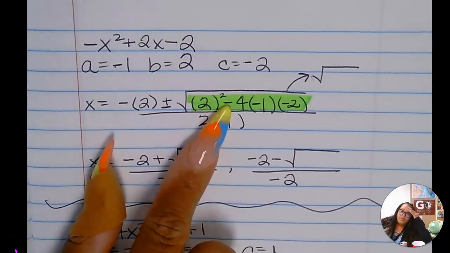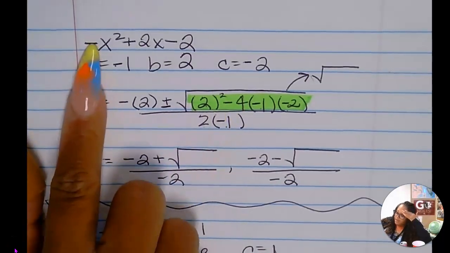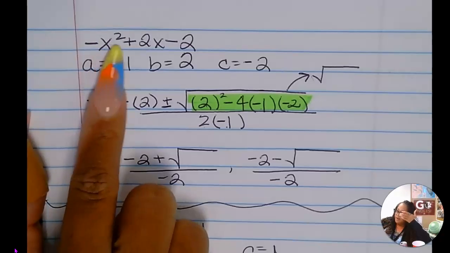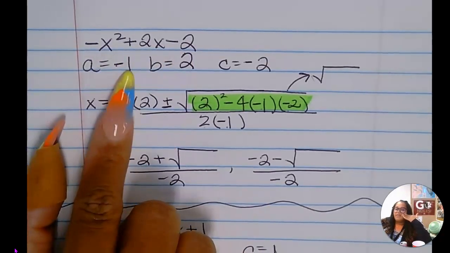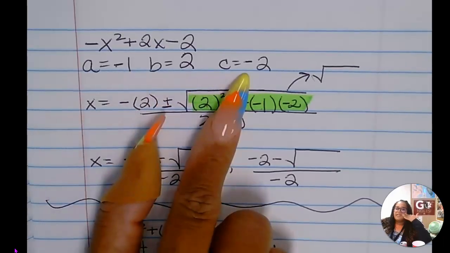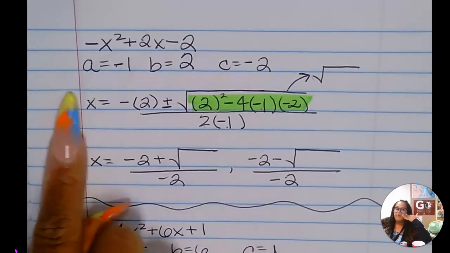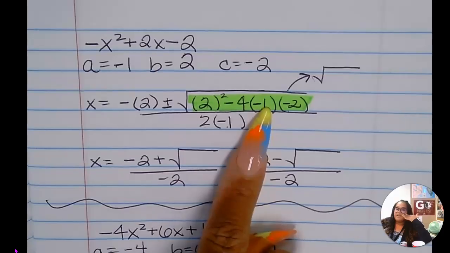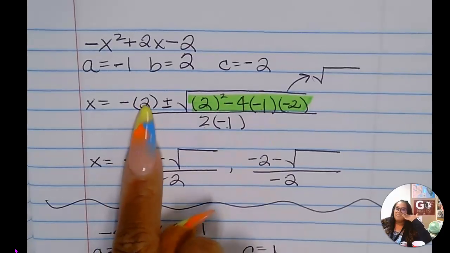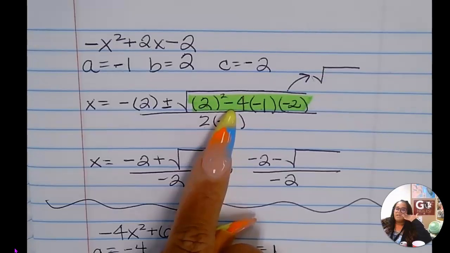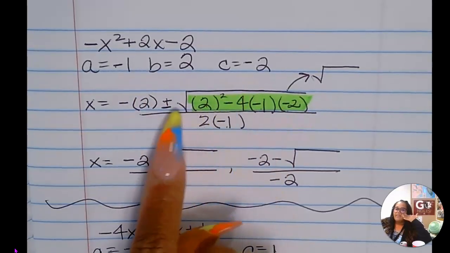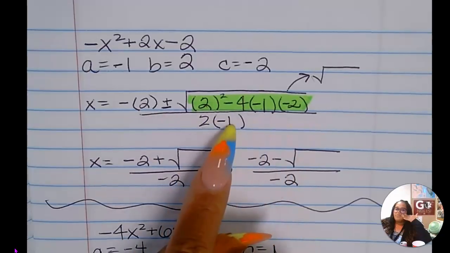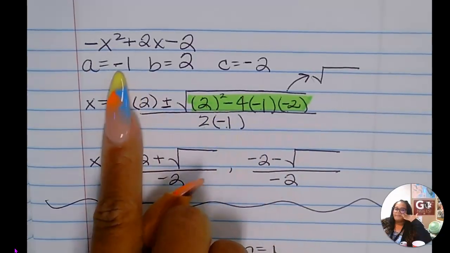Okay, I don't know what number this was, but this problem here that was negative x squared plus 2x minus 2 had an a of negative 1, a b of 2, and a c of negative 2. I wrote out my quadratic formula by plugging in opposite b plus or minus b squared minus 4 times a, there's a and c. And then I divided everything by 2a, which is 2 times negative 1.